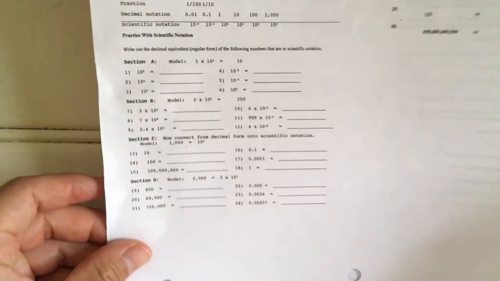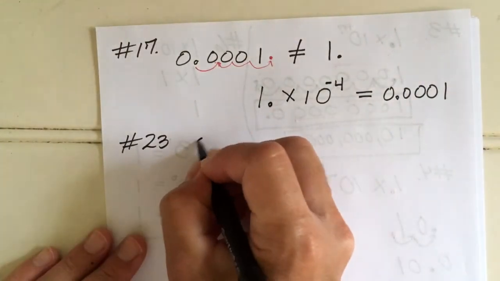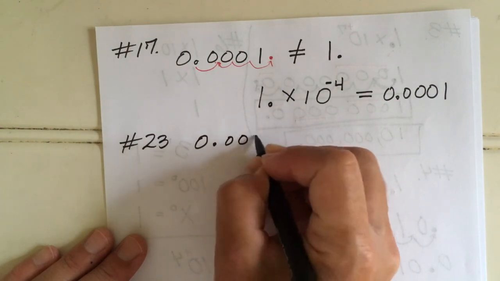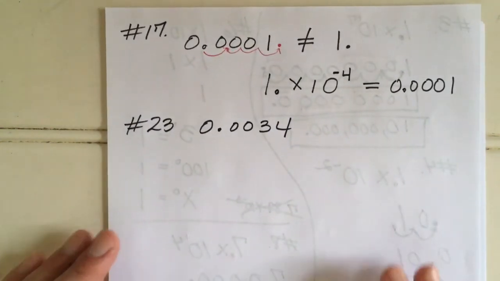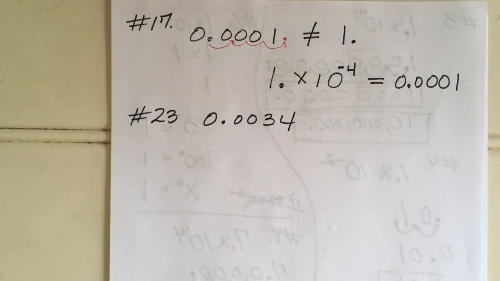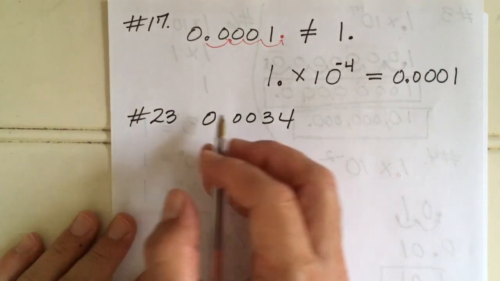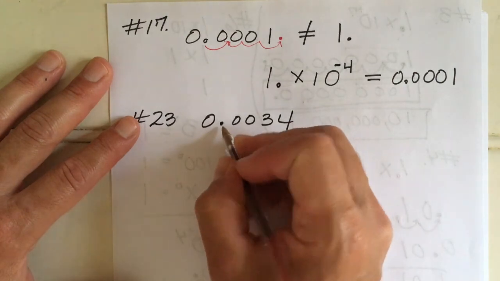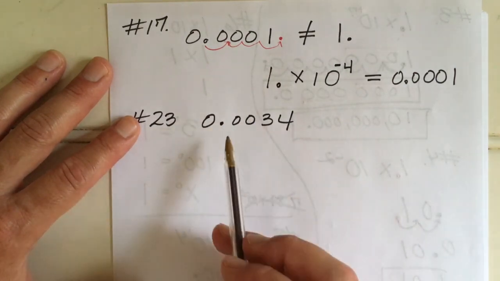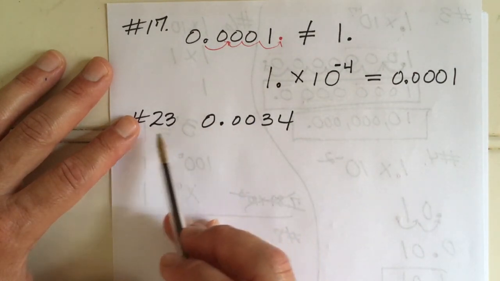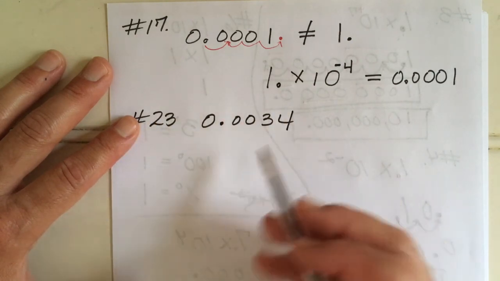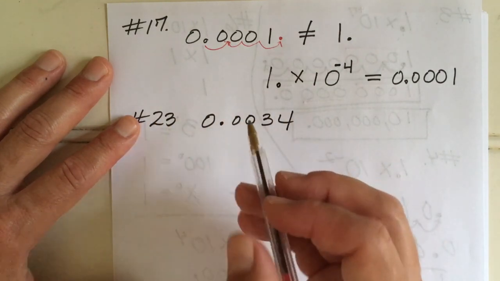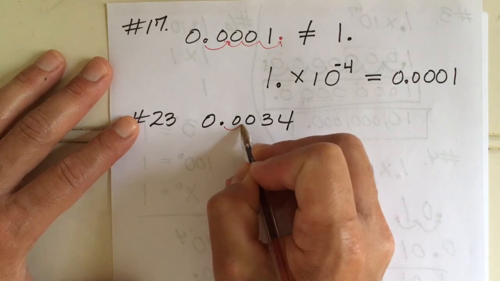Okay, so 23 is down here. Let's see, 0.0034. All right, so here, we're going to do the same thing, right? To make a number between 1 and 10, we've got to write it in scientific notation. So once again, which way am I going to move this? Well, if I move it this way, this just gets smaller and smaller. It becomes 0.000. I wouldn't do that. So I want to get a number between 1 and 10. So I'm going to go this way.